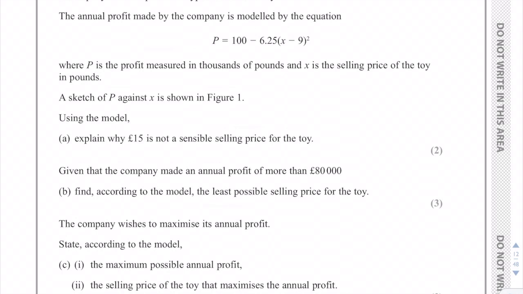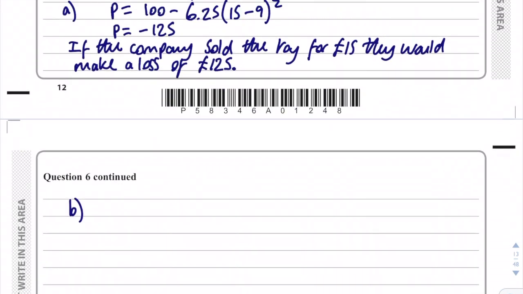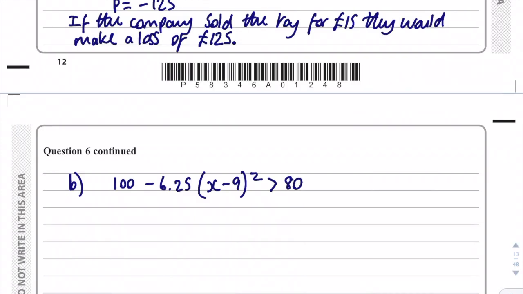Now we've got to be a bit careful here because the question says that the profit is measured in thousands of pounds. So this 100 here isn't £100, it's £100,000. So that means that the profit, P, we're going to write as 80, not 80,000. So we can say that 100 minus 6.25 all multiplied by x minus 9 all squared is greater than 80. Okay, and now we can solve for x. So if I subtract 100 from both sides, I'm going to get minus 6.25 all multiplied by x minus 9 all squared is greater than minus 20.